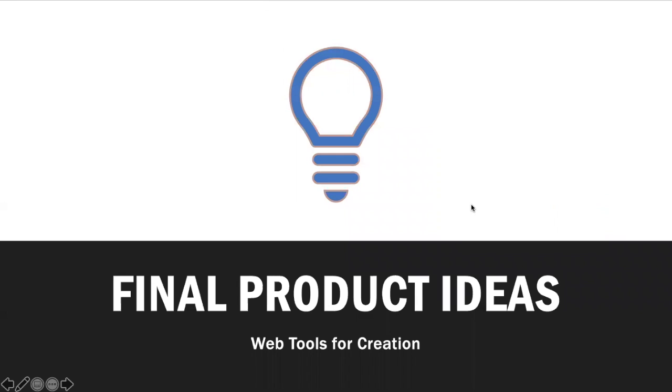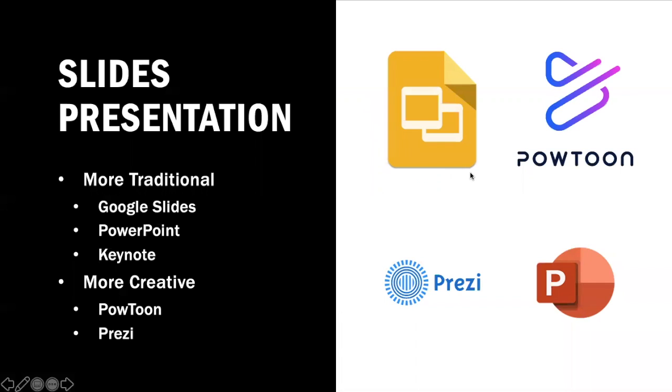So these are some of the final product ideas. These are tips that you can give your students and ideas that you can give them. But again, the point is just to kind of leave it open-ended. So obviously more traditional, but some kind of slides presentation. More traditional tools are obviously Google Slides, PowerPoint, Keynote. And then some more creative options are Powtoon and Prezi.